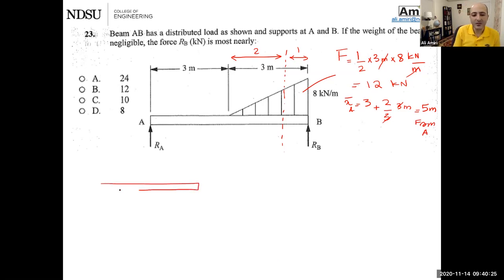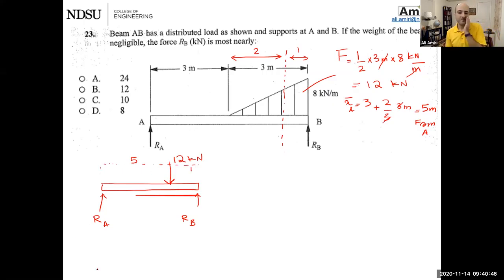So now I have something like this. Now let's get rid of the distributed load. I have RA, I have RB, I have a force of 12 kilonewtons located at a distance of 5 on this side, 1 on this side. All right. Now I can go back and read the problem, see what it was asking. It is asking us to find force RB.